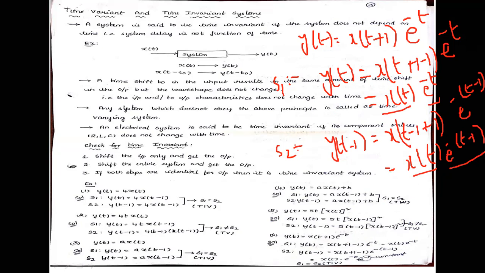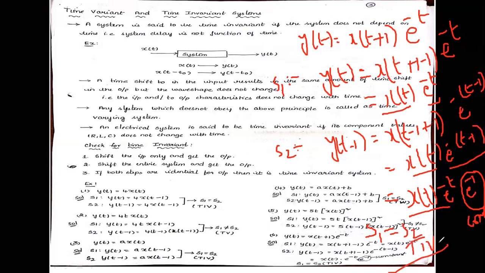When it is x of t e power minus t and e power minus 1, they're saying it is a constant. So the x of t e power minus t and x of t e power minus t, both are the same. The e power minus 1 multiplying is a constant here. If we consider this a constant, then with the variable functions only, x of t and e power minus t, both are equal. So x1 is equal to x2. Then we can say it is a time invariant function.